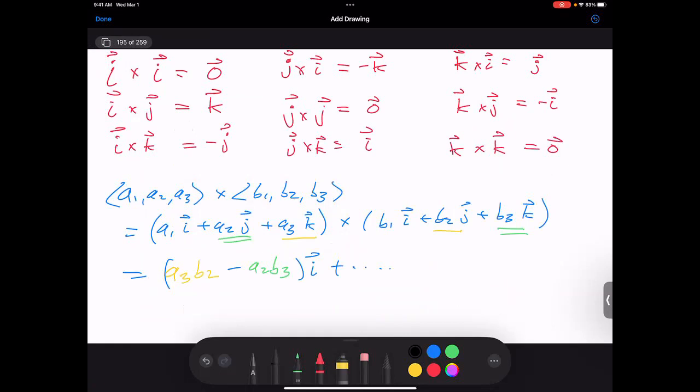3 of the things are 0, and then 3 of the things are the negative of the other ones. So you just have to remember I cross J is K, K cross I. It's that cyclic order. I go from I to J, it's going to be positive. I go from J to K, it's going to be positive. I go from K to I, it's going to be positive. If I do things in the opposite order, I get a minus sign. So here, unfortunately, order matters. This is not the same as normal multiplication. Okay.